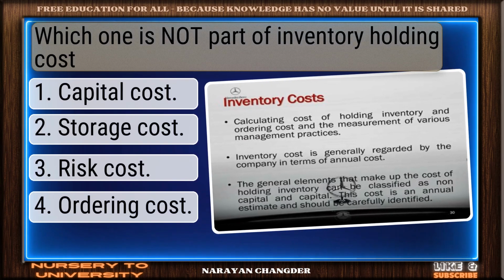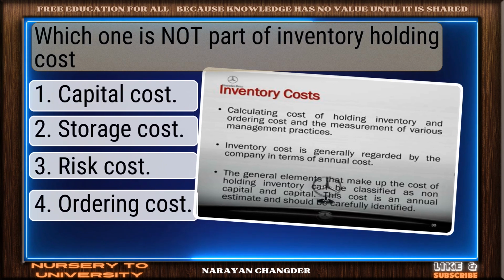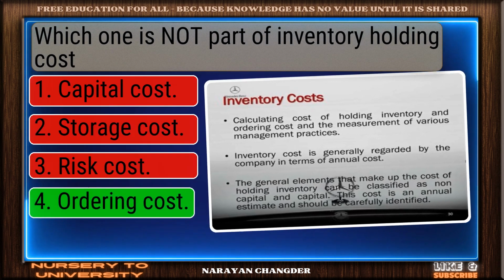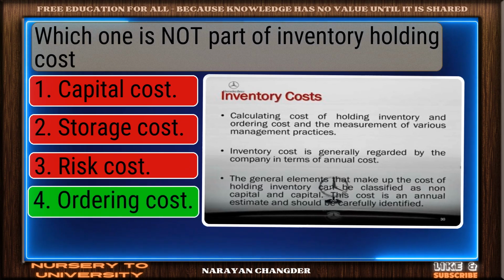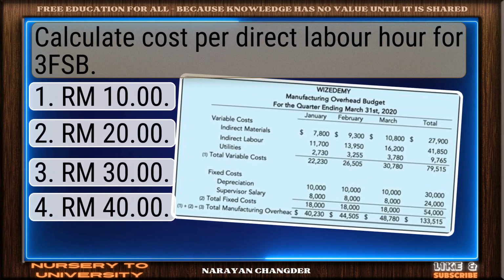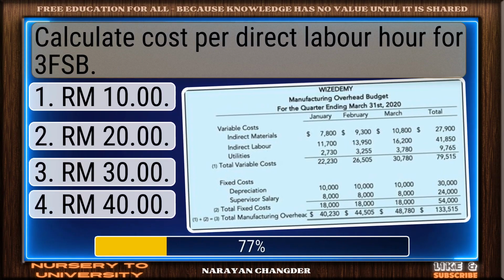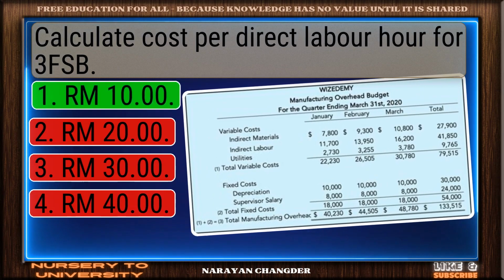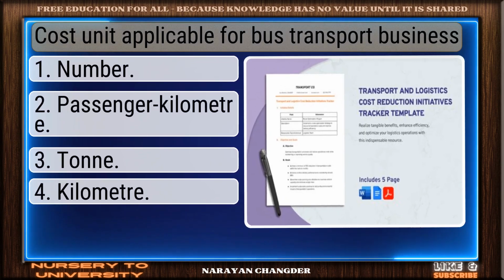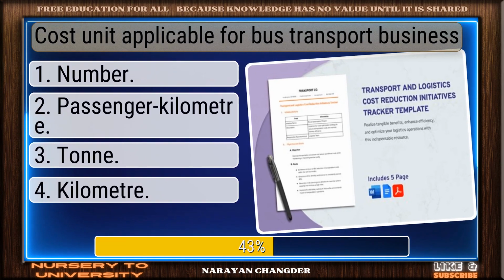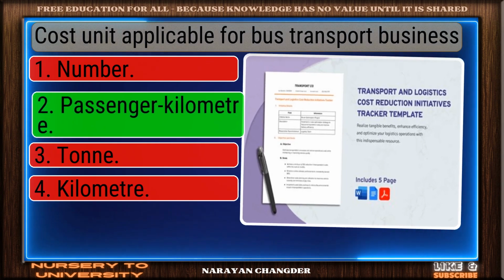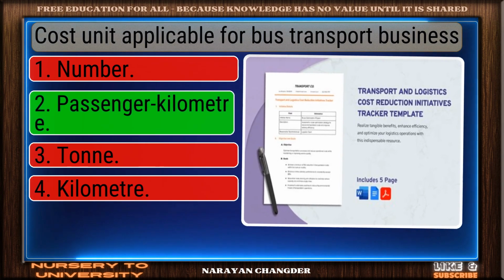Which one is not part of inventory holding cost? Good thinking. Ordering cost is right. Calculate cost per direct labor hour for 3FS. Nicely done. RM 10 is solid. Cost unit applicable for bus transport business. Correct. Passenger kilometer is spot on.